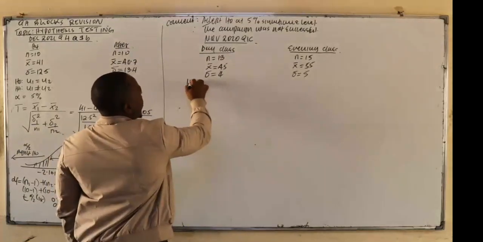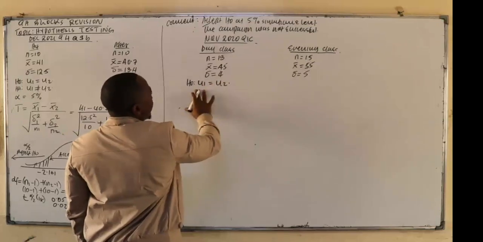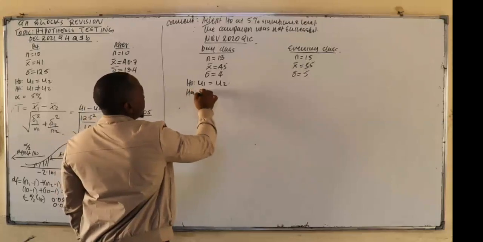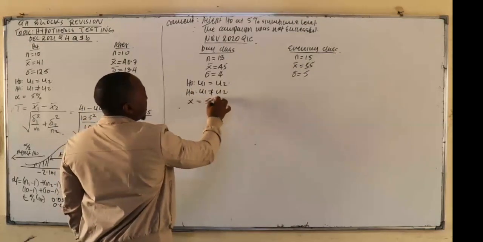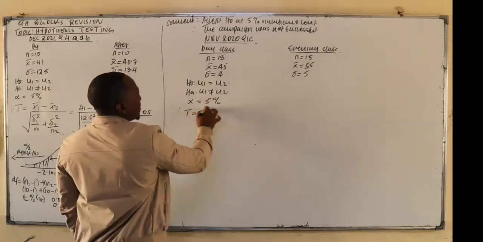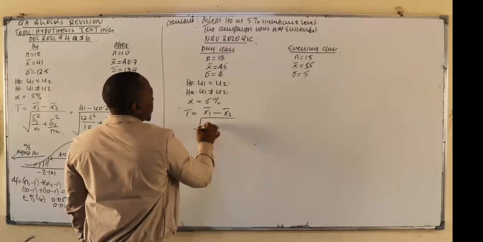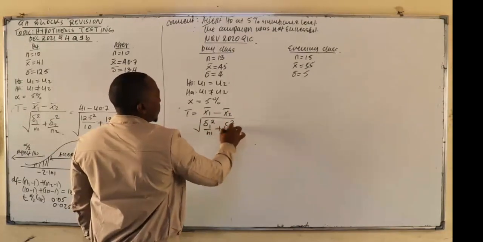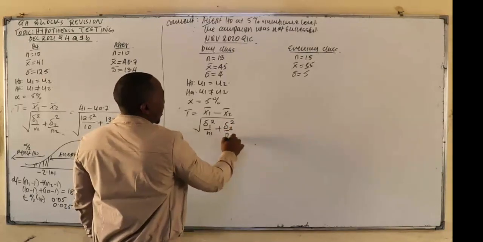Null hypothesis: mean of 1 is equal to mean of 2. That means the average for the day and evening students are the same. Alternate hypothesis: mean of 1 is not the same as mean of 2. Significance level is 5%. T-test is X bar 1 minus X bar 2 over the square root of standard deviation of 1 squared over N of 1, plus standard deviation of 2 squared over N of 2.